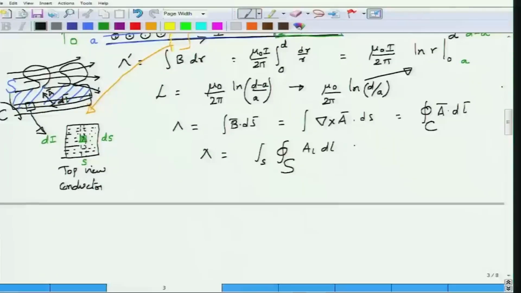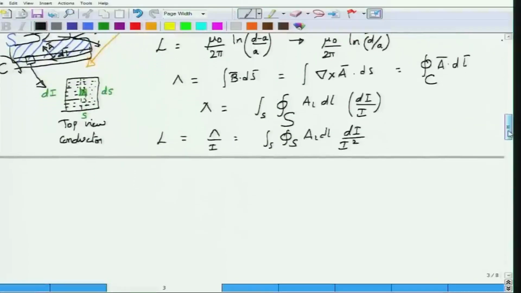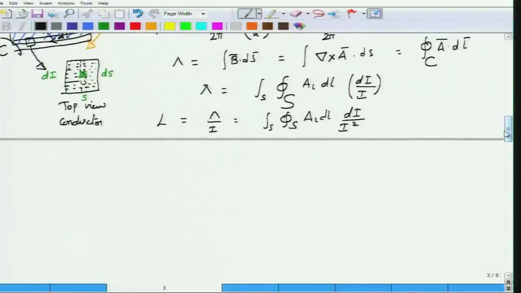So the cross sectional area actually carries a fractional current of dI by I. Okay. Now I can write down what L is here, the inductance. Inductance will be lambda by I. So I multiply by I here, and then I get two integrations, a smaller integration over the cross section and a larger integration over the loop, and then A·dl dI by I, okay, divided by I square. So it would be dI by I square. So this is the expression for inductance that we are looking for.